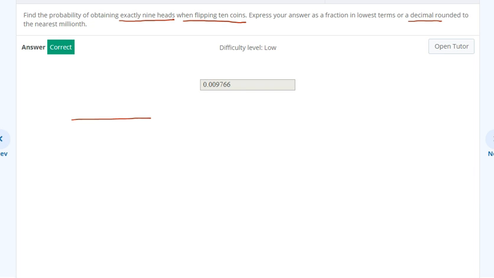Well, some background on this is that a coin has a heads and a tails. So there's a possibility of 2, but you're going to have 10 coins. So that would be your possibility of 2 raised to the 10th power. So our sample space here is going to be 2 to the 10th power.